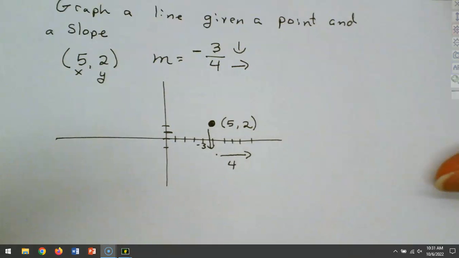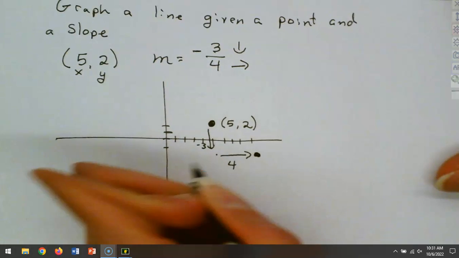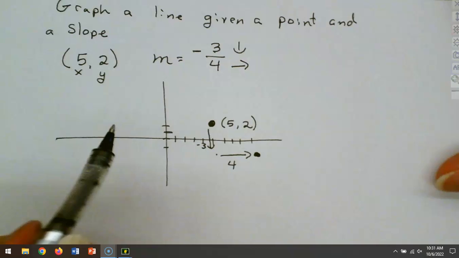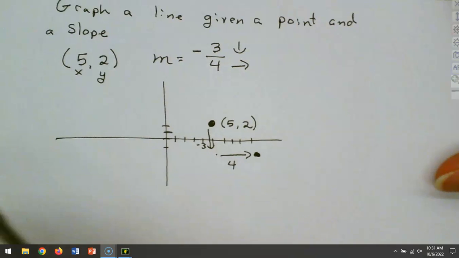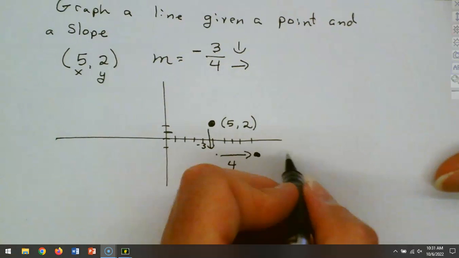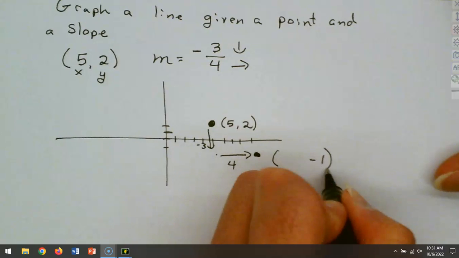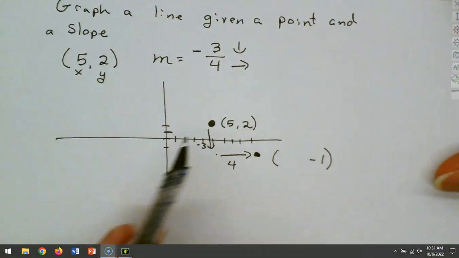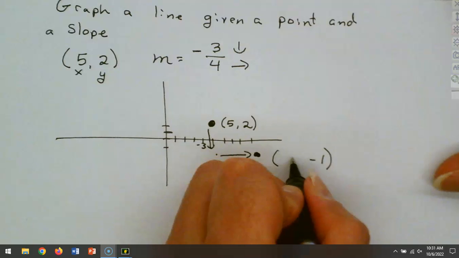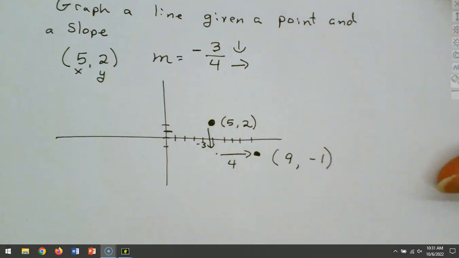Always go to the right, never to the left. And I make my new dot. Now, where would my new dot be at? Okay, let's make sure we can label it correctly. So we're going to go down 3, so that makes it a minus 1. And we're at 5. We're going 4 over, so that's going to make it 9, right? So that's going to be 9 comma negative 1. And I can connect those together now and graph my line.